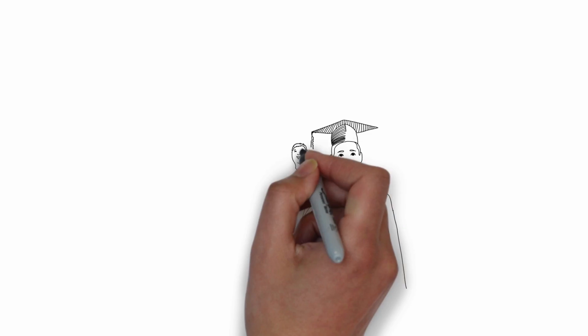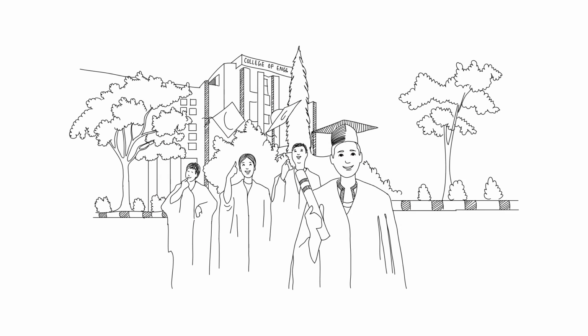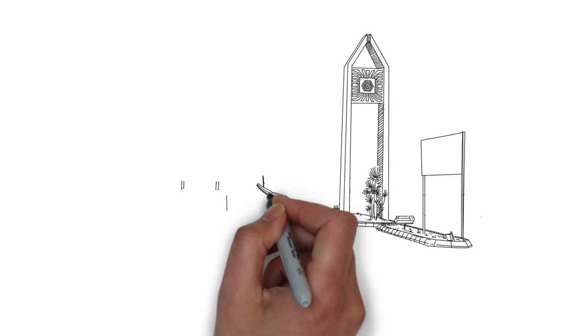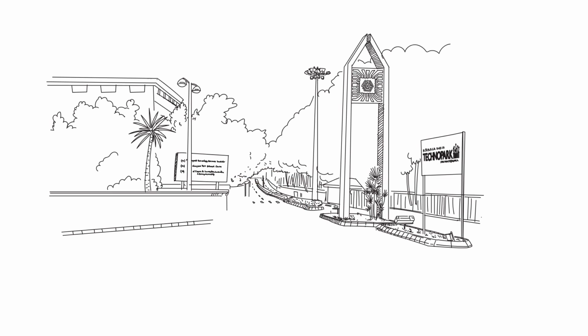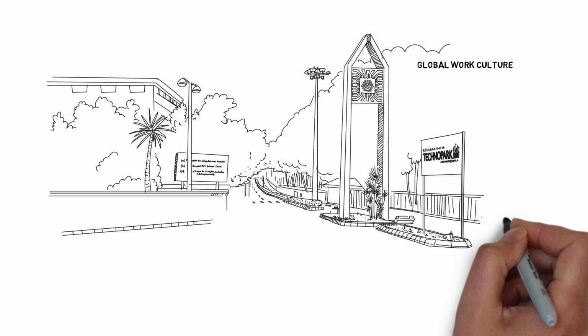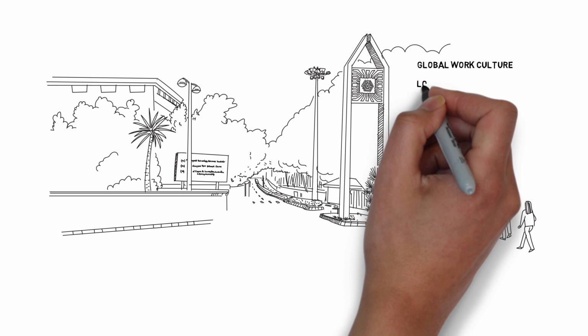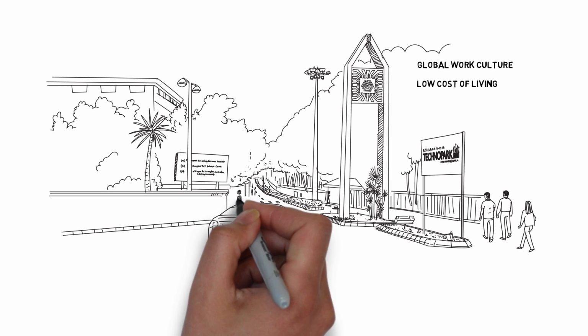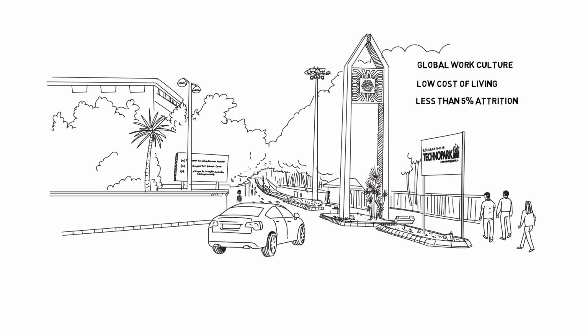The importance Kerala gives to technical education gives Technopark a talent pool of 40,000 engineering graduates each year. The presence of a large number of expatriates has brought a global work culture to Kerala, thereby providing a highly disciplined workforce. Most of these graduates prefer to stay back in Kerala due to the low cost of living. The brimming life at Technopark keeps the attrition rate at a stunning low of less than 5%.